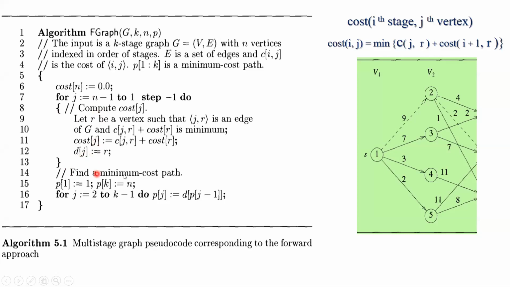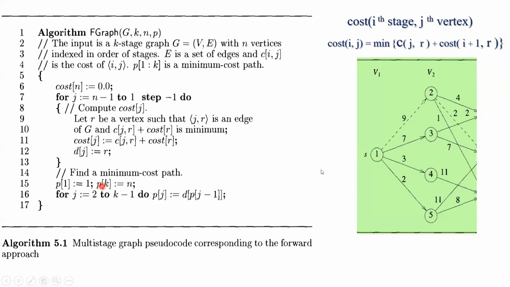Like this we find it. Then the final agenda is to find the minimum cost path, the last step. See here, P of 1. So P is an array now. We can see by the declarations they have indicated using an index, right? So this is an array. P of 1 equals 1. P of k, what is k? Number of stages.